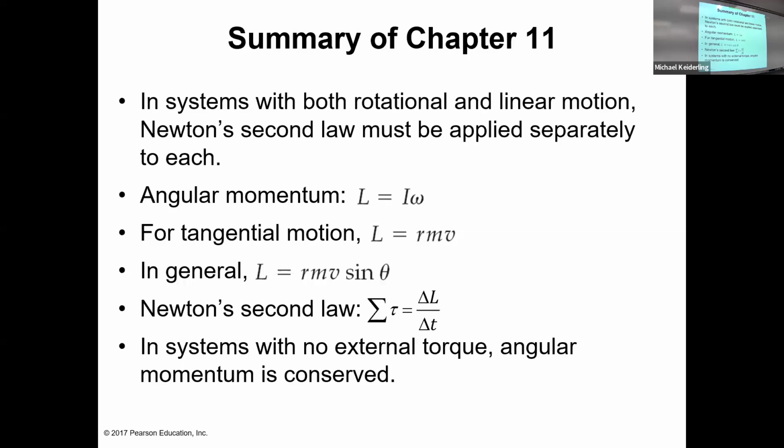Now, in systems with both rotational and linear motion, Newton's second law has to be applied separately to each. Additionally, there is angular momentum. Angular momentum, L, is moment of inertia times omega. For some particle, if it's moving tangentially, it's radius times mass times velocity. In general, it's radius times mass times velocity times the sine of the angle between the velocity and the radius.